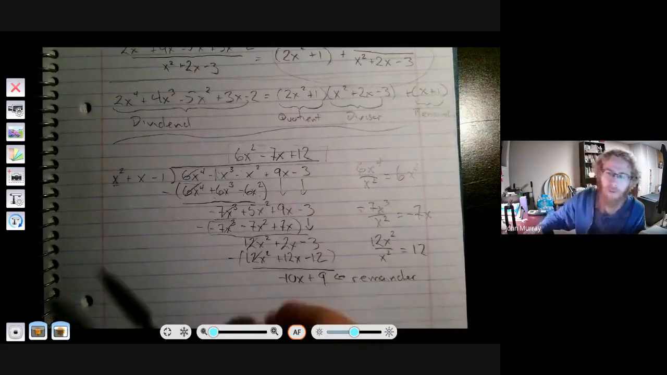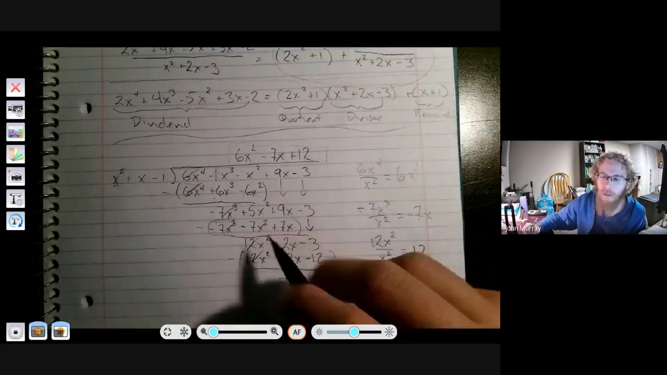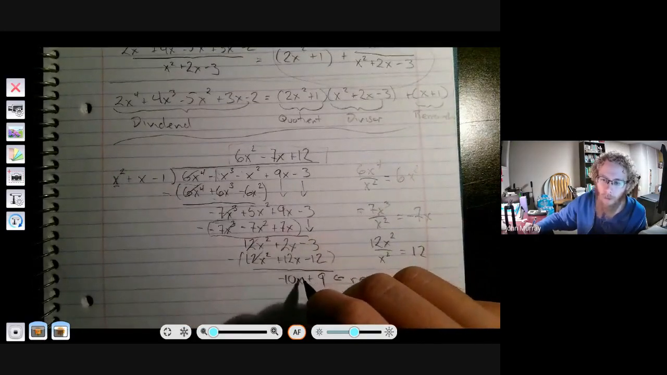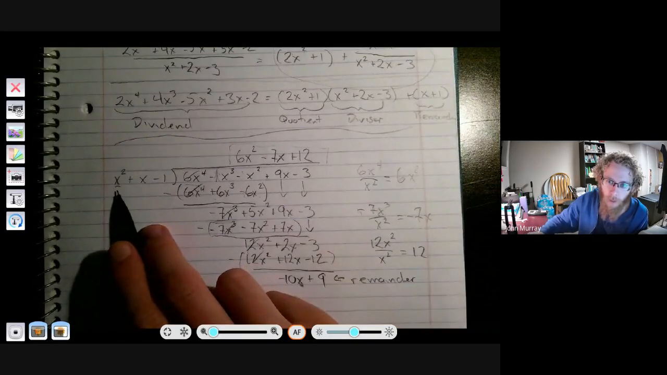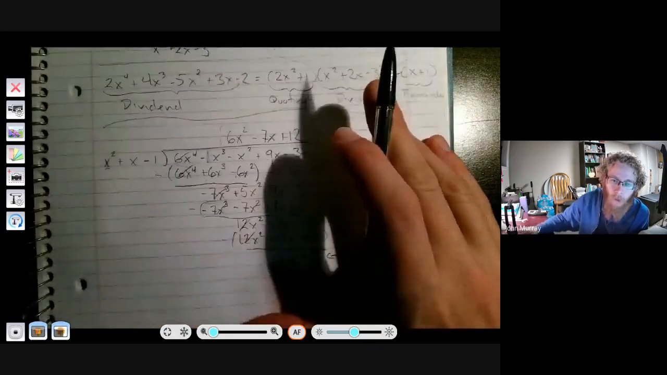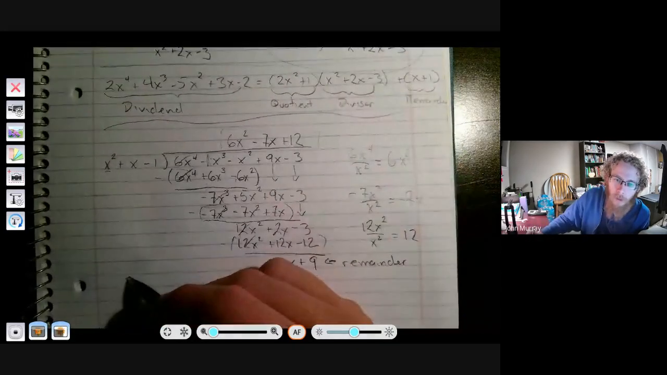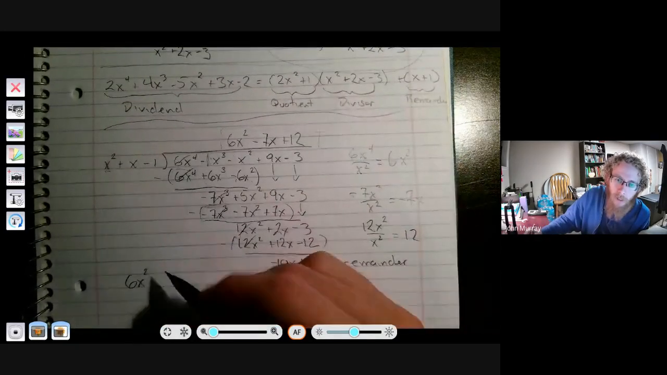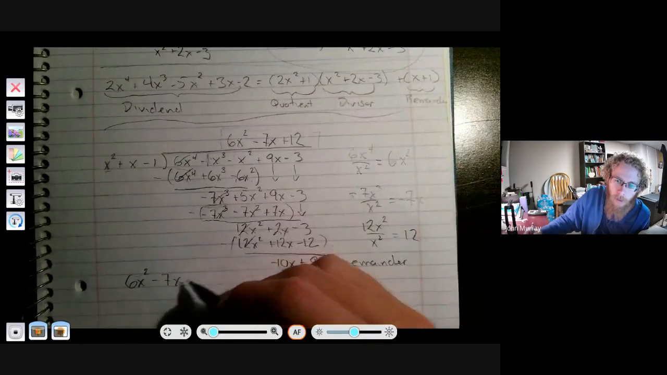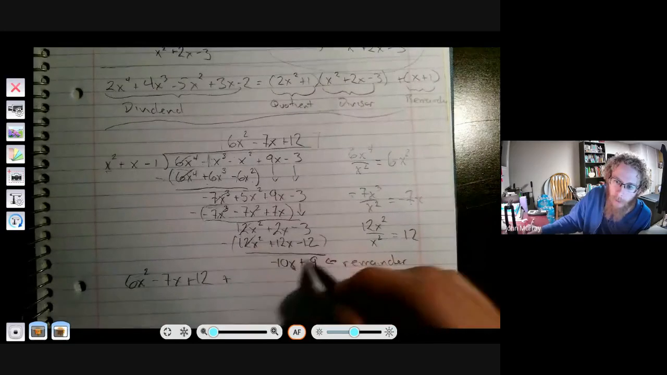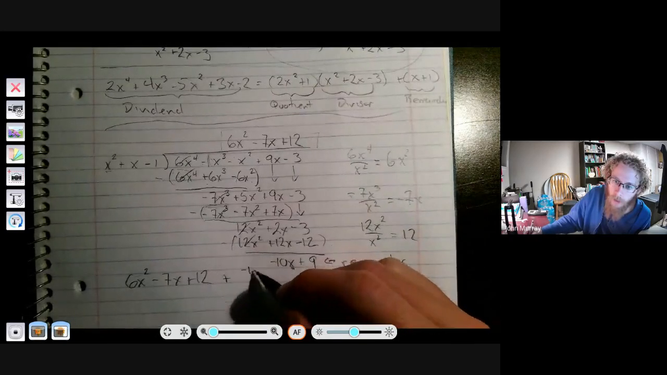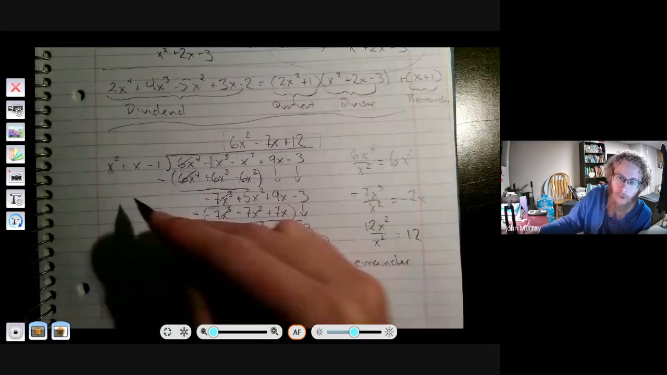Now, again, if there was a squared there, then we could keep going. But because this term has a lower degree than your first term here, we can't go any further. So our answer would be 6x squared minus 7x plus 12. Now remember, we write our remainder by putting this over what we divided by.